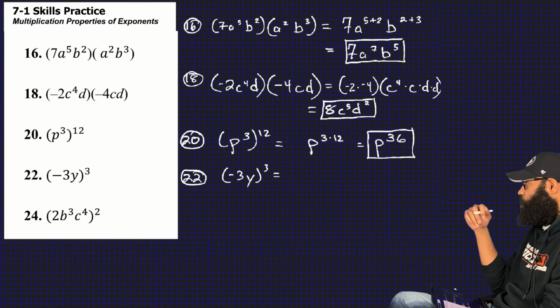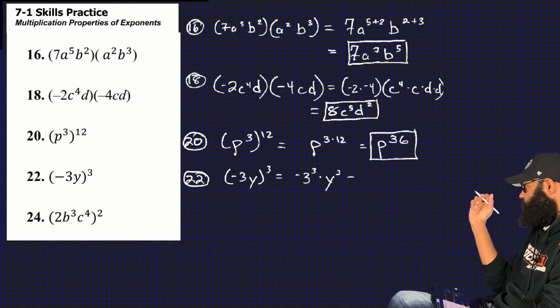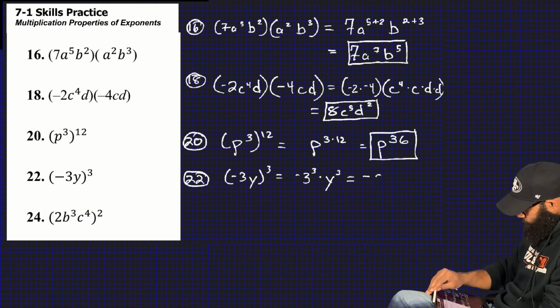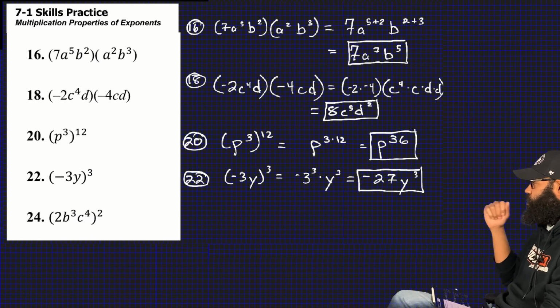The invisible power of 1. So negative 3 to the first power, so 1 times 3. And then y to the first power, 1 times 3. So literally, you take that exponent, 3, outside the parentheses, and give it to the negative 3, and you give it to the y.